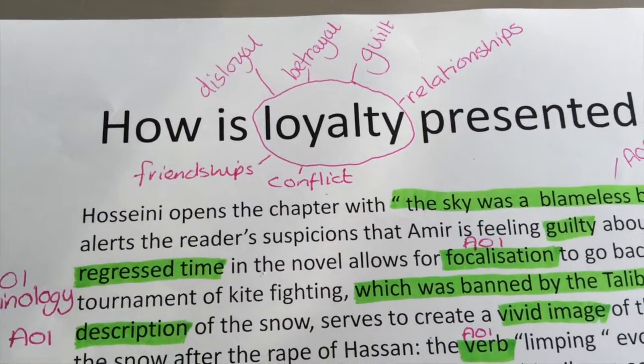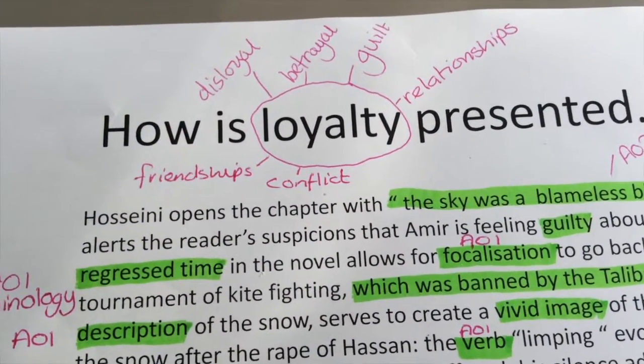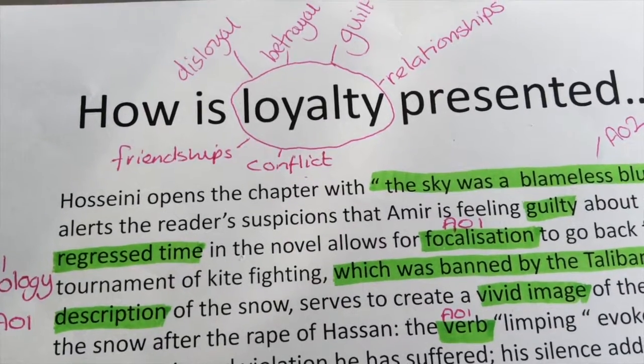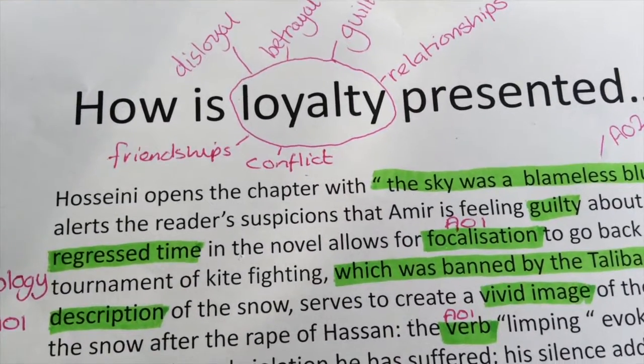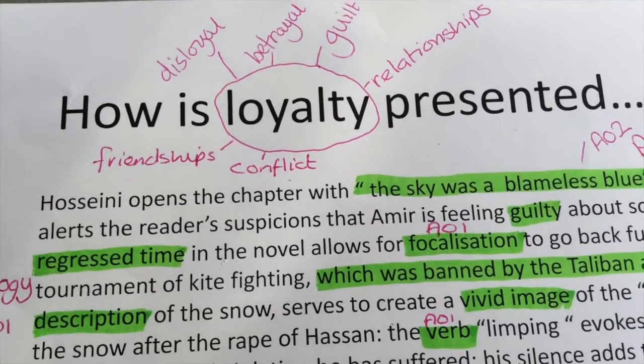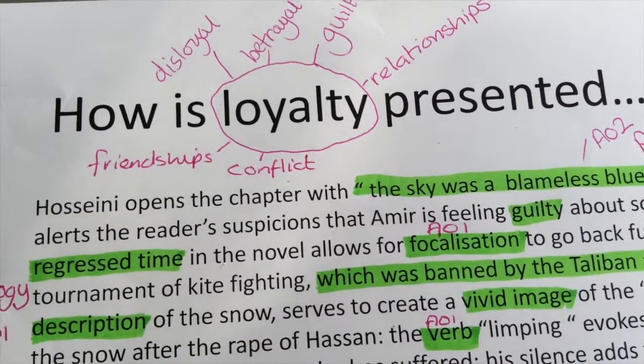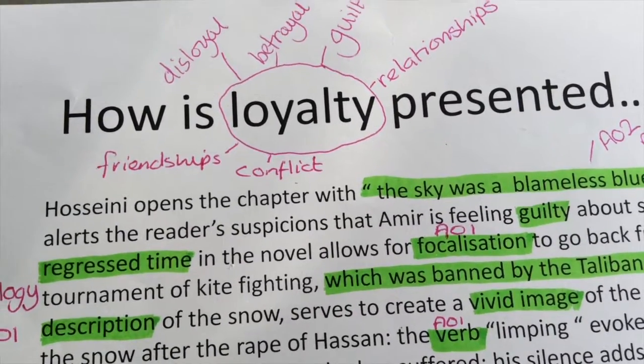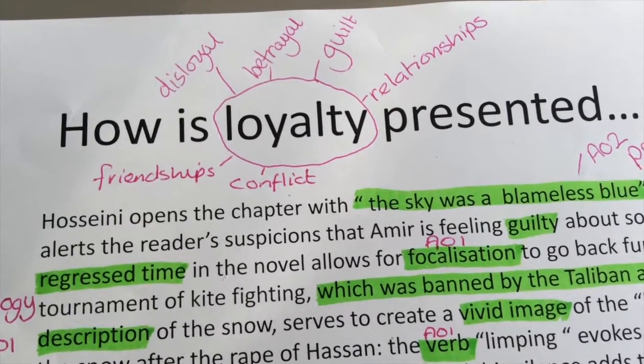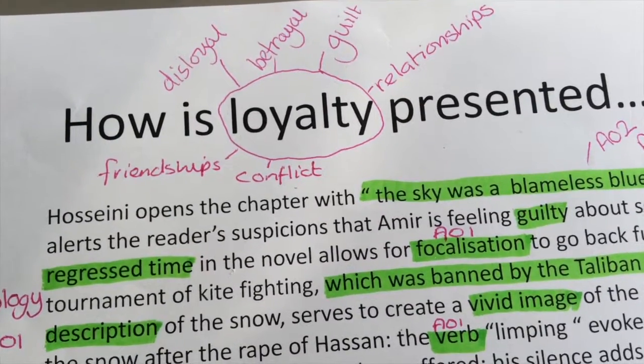Firstly, look at the breadth of the question, look at the theme you have chosen and all its word associations. So around loyalty you can see I've written disloyal, betrayal, guilt, relationships, friendships and conflict.